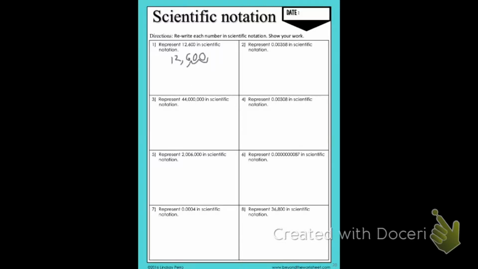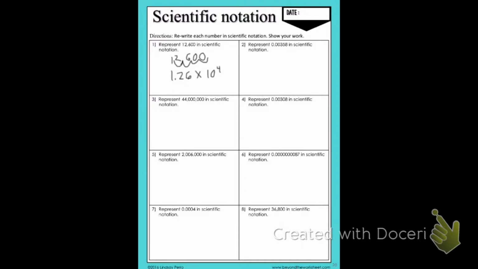1, 2, 3, 4. We always want to get it between the first and second number if we're reading from left to right. So this will be 1.26, and you don't have to include the zeros because that's the whole reason for scientific notation, to simplify numbers, times 10 to the fourth.